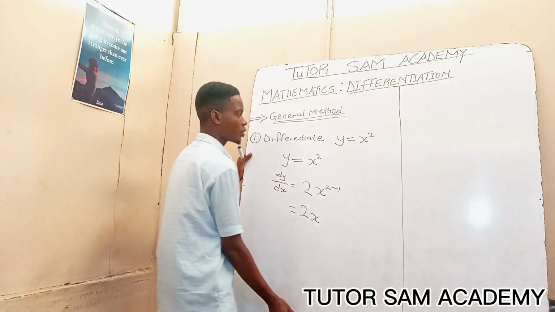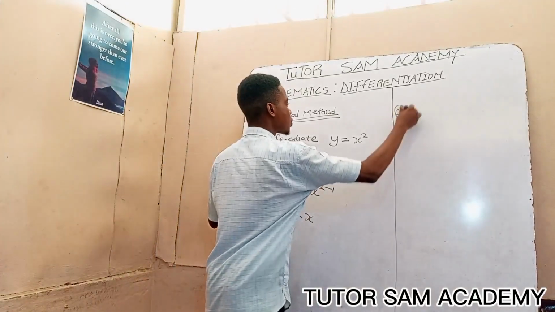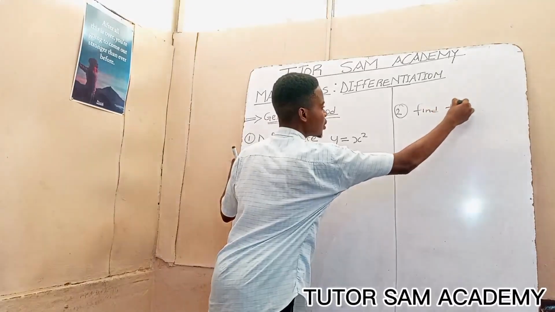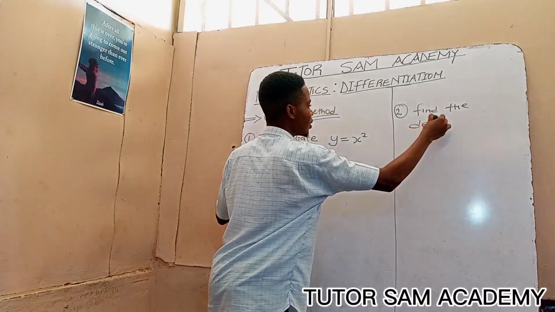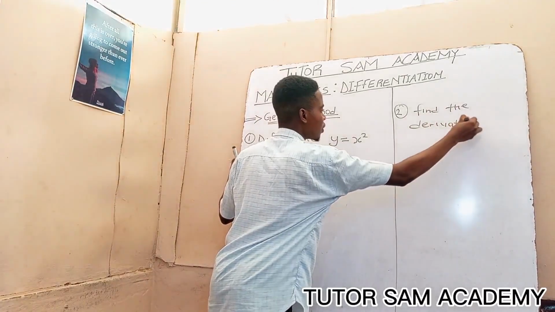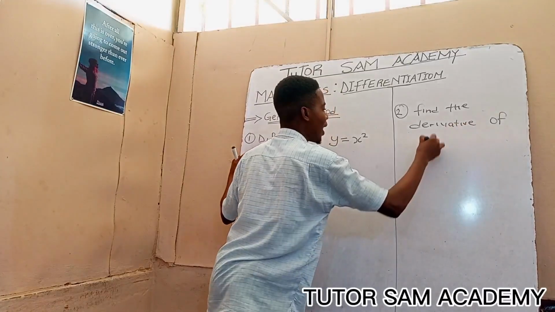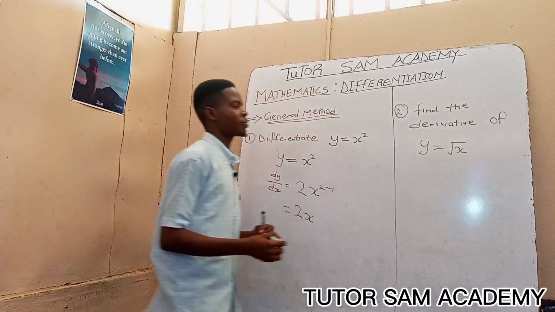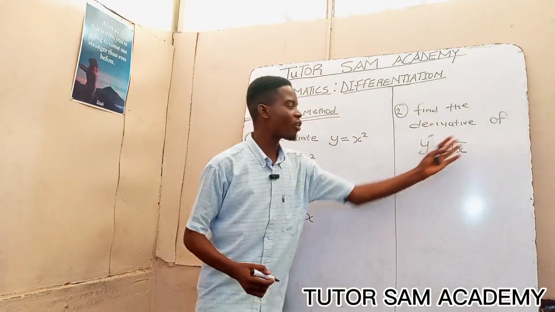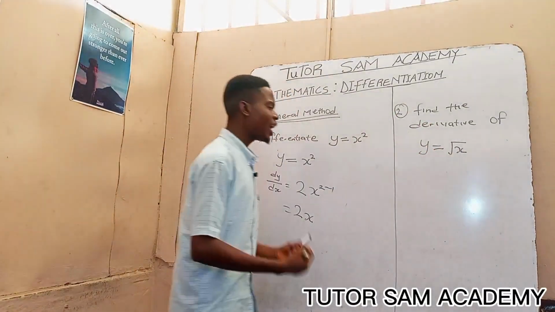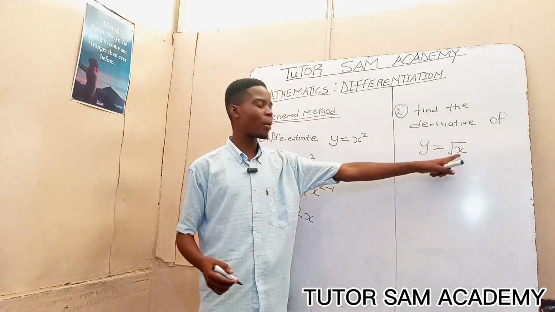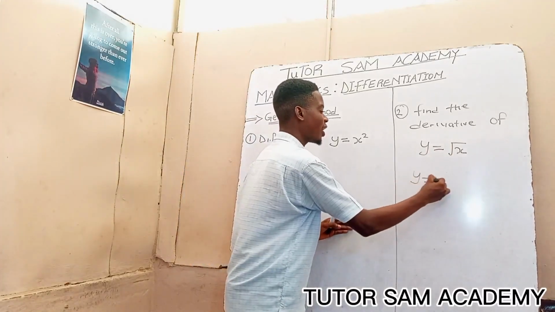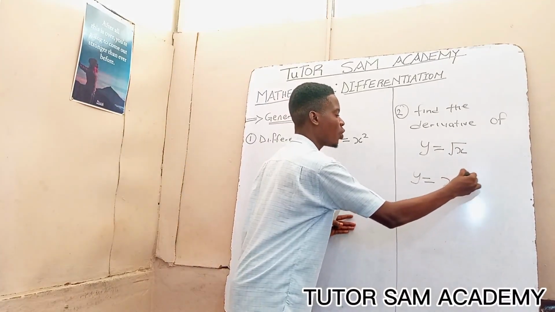Example 2. Let's say you have question 2. Find the derivative of y is equal to square root of x. Let's take that second example. Now, the first thing is that you have to find out the power of this x. When they say square root of x, in mathematics, square root of x is the same thing as x raised to the power of 1 over 2.